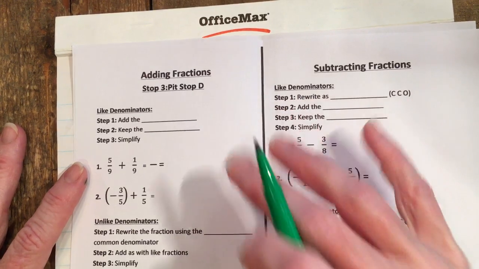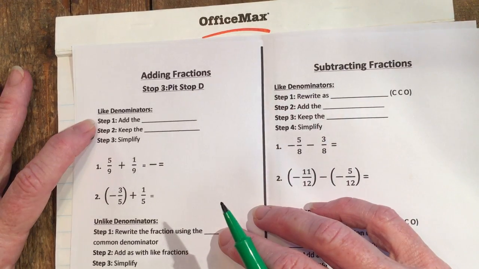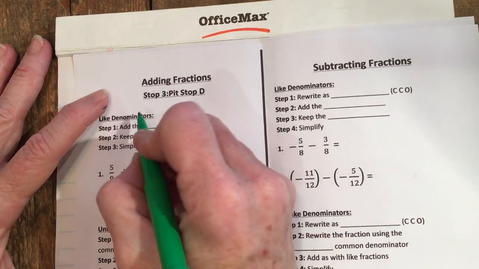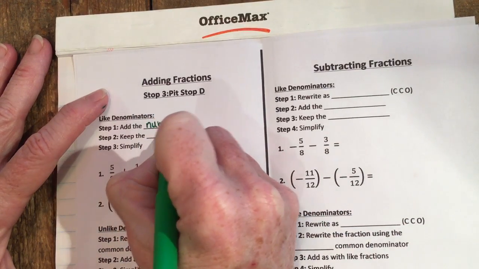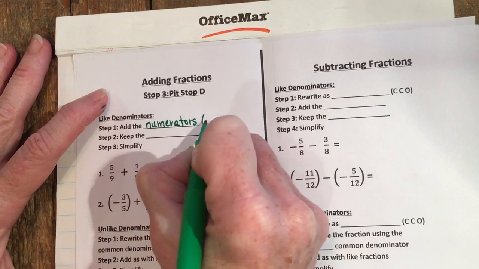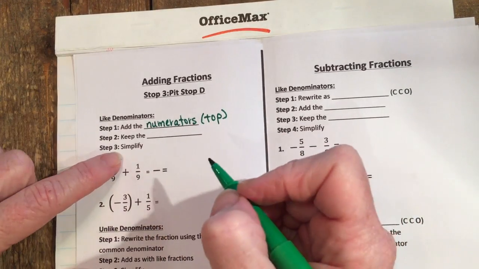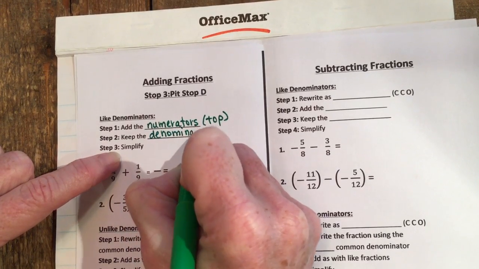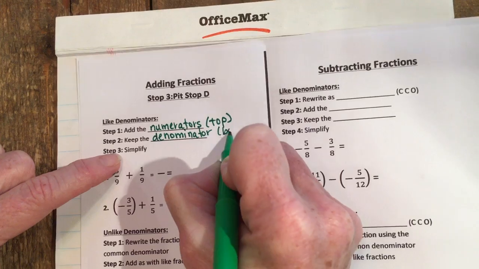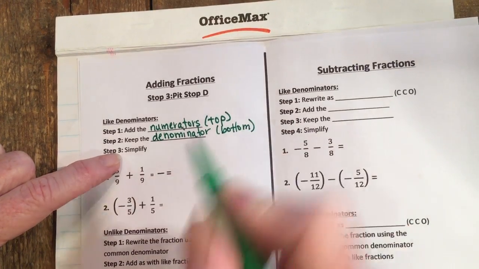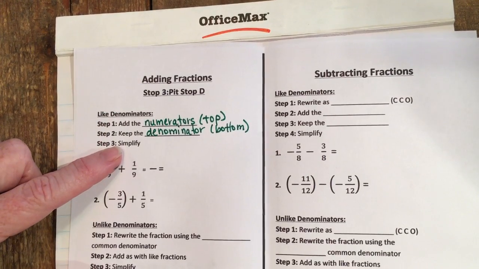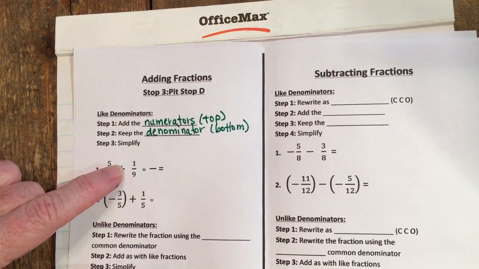All right, the first type of adding problem you might have is when the denominators are already alike, or they already have a common denominator. When that happens, you just add their numerators. Remember, numerators is the top part of your fraction, and you're going to keep the denominator. It's not going to change. Remember that denominator is the bottom part of your fraction. The last step with any fraction problem is to simplify, so be sure you're double checking your answer at the end to see that it's simplified.